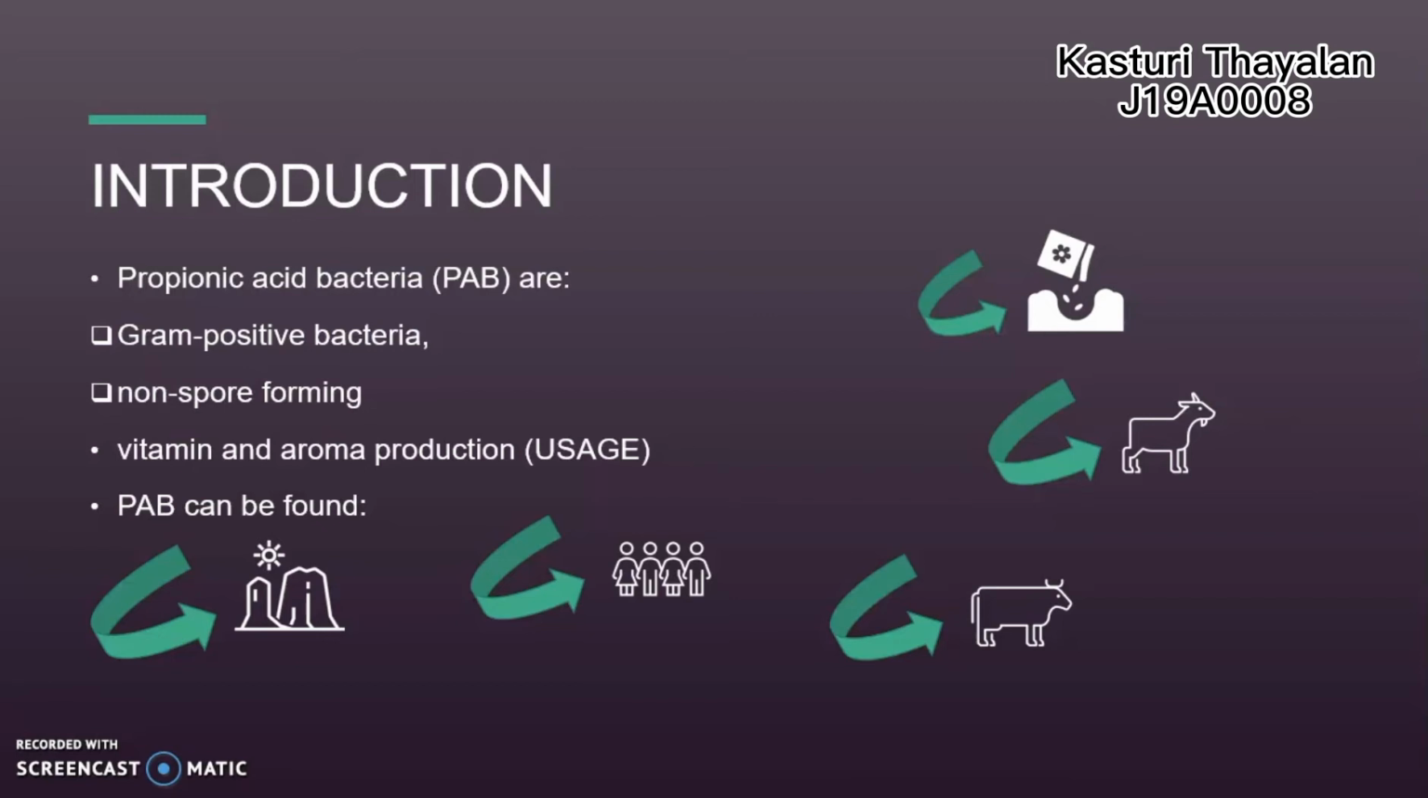Their distinct features are the formation of propionic acid as a consequence of propionic acid fermentation, dependent on coenzyme B12, and the high content of GC. GC stands for guanine cytosine, and they have almost 65 to 75% of this GC content. Last but not least, propionic acid bacteria can be isolated from soil, herbaceous plants, and the digestive tracts of ruminants. So that's all from me.